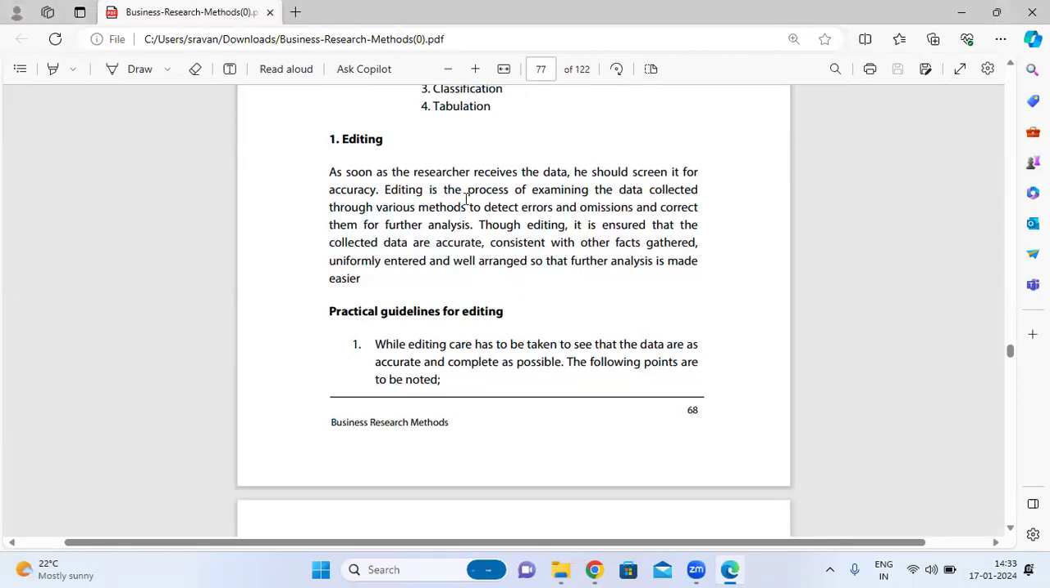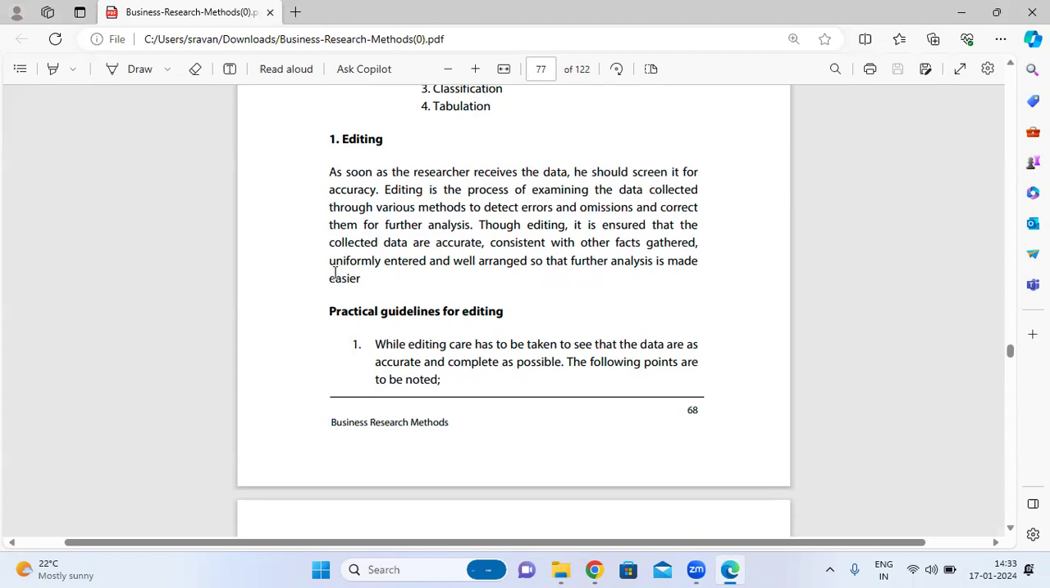So it is examining data collected through various methods, and also detecting the errors and omissions and correcting them. Through editing, it is ensured that the collected data are accurate. Collected data can be inaccurate, so they should be consistent with other facts, gathered uniformly, entered and well arranged so that further analysis can be made.